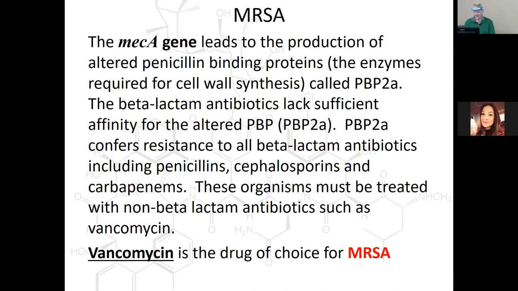This is a key slide. This is for today and the whole rest of the semester. You need to know this slide. MRSA is just my way of saying it. You'll hear it called MRSA, even though it doesn't have an E in between the M and the R. It's said differently by different people. Methicillin-resistant staph aureus. Very good.